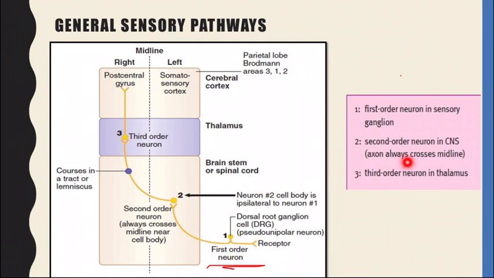So the second order neuron always crosses the midline, crosses in the tract or lemniscus, and then it will always end in the thalamus. Thalamus we can call the gateway of the cerebral cortex. These ascending tracts have to travel through the thalamus, and from the thalamus there will be the origin of the third order neuron, and it will end in the postcentral gyrus, which is present in the parietal lobe, Brodmann areas 3, 1 and 2. Okay, that is the general aspect of the sensory pathway.